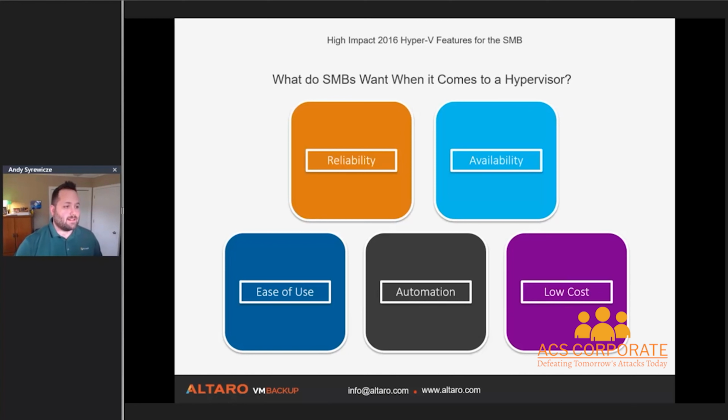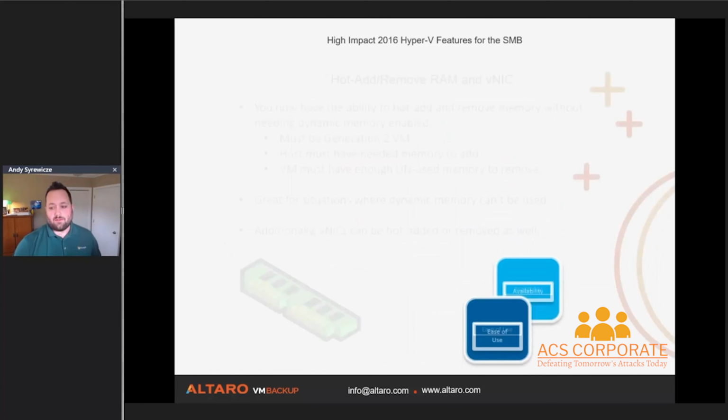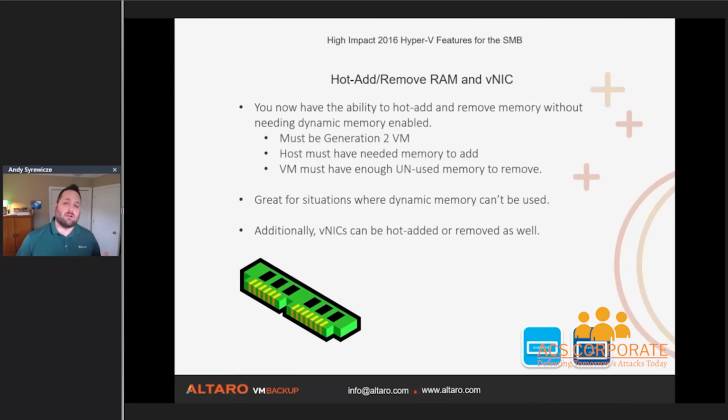So let's get to the first feature that we're talking about today. And this is one of my favorite ones for ease of use. You'll see in the bottom right-hand corner of some of these slides, I've tagged the icon for which categories I feel that this particular feature falls into. And that's hot add, remove RAM, and vNIC. This feature really falls into both the availability category and the ease of use.